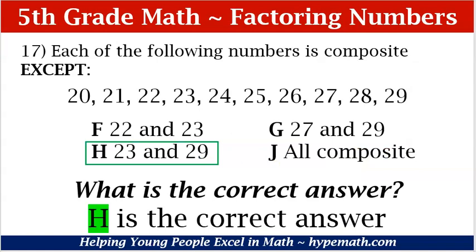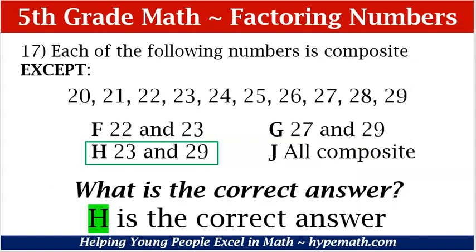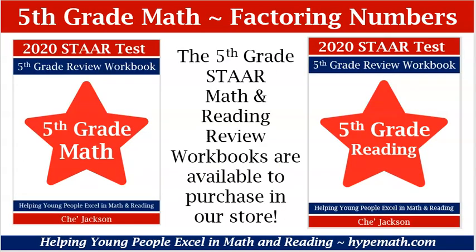If you said that H is the correct answer, 23 and 29, you are absolutely correct. So let's look back at H, the factors of 23 and 29, and yes, the only factors of 23 are 1 and 23, and the only factors of 29 are 1 and 29. So H is the correct answer. And congratulations, give yourself a hand. You have completed the review of prime and composite numbers.